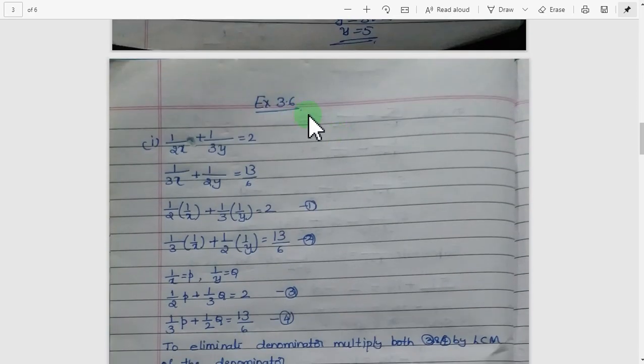Exercise 3.6, some sums I have partially solved. So 1 by 2x plus 1 by 3y is equal to 2, 1 by 3x plus 1 by 2y is equal to 13 by 6. Exercise 3.6, the first Roman numeral is homework.